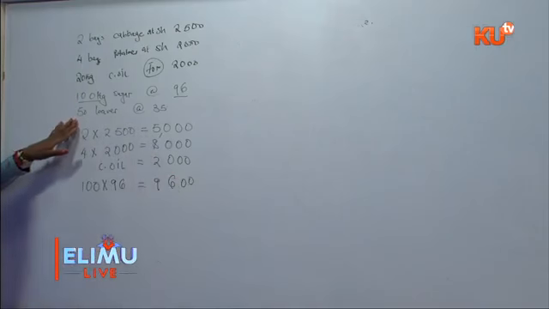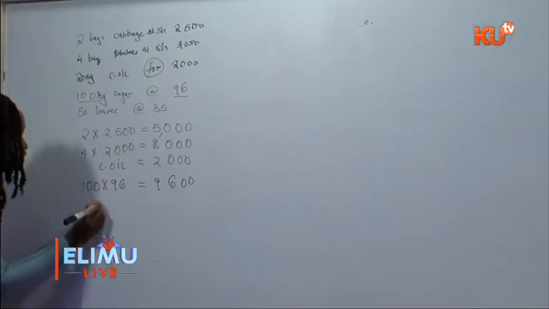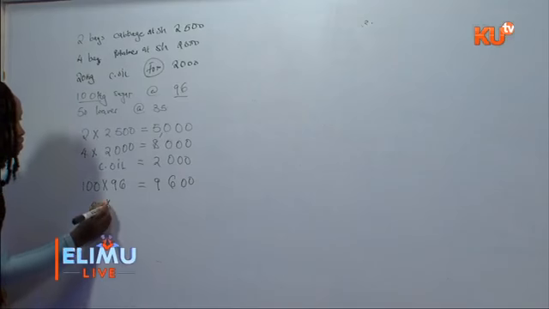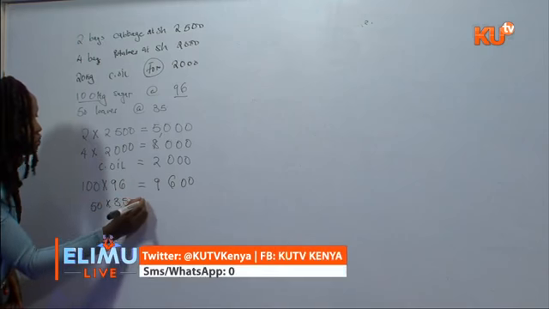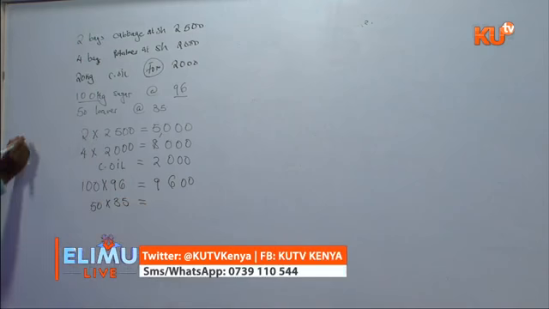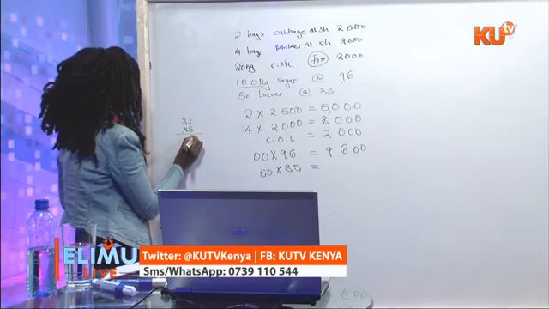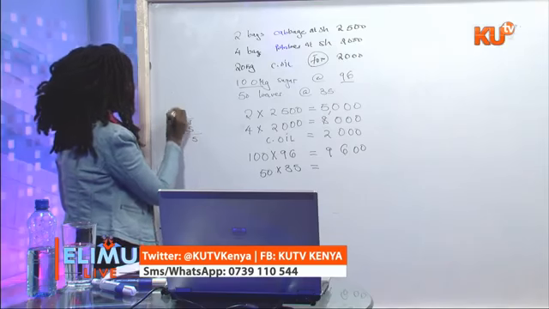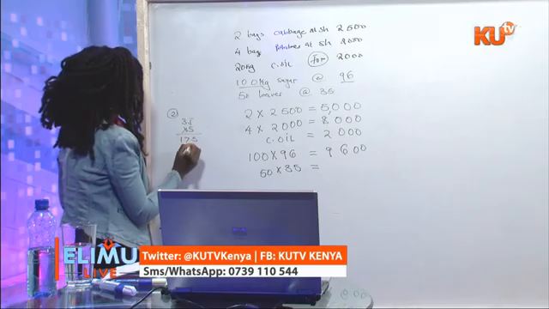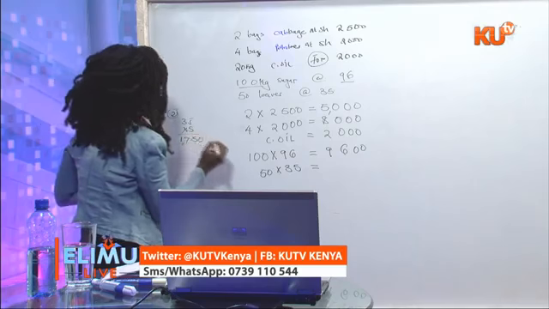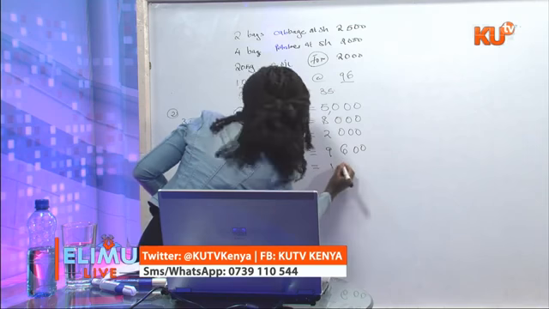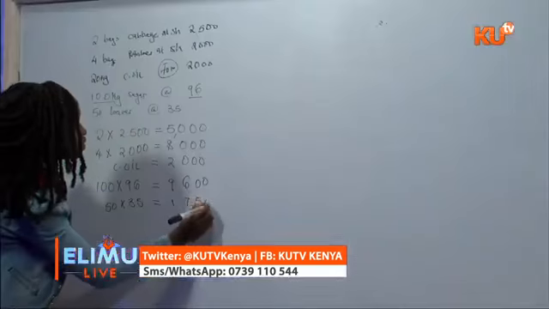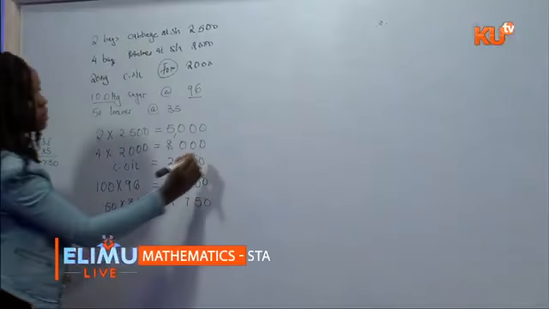And then 50 loaves of bread at 35 shillings each. So 50, the number of loaves, times the cost of one loaf of bread. So we take 35 times 5. We get 25, carry 2, 15, 17. So we get 1,750 shillings. Then from there we get the total.